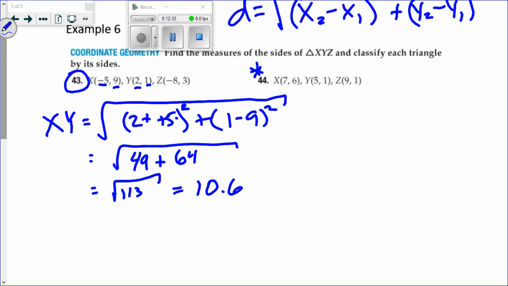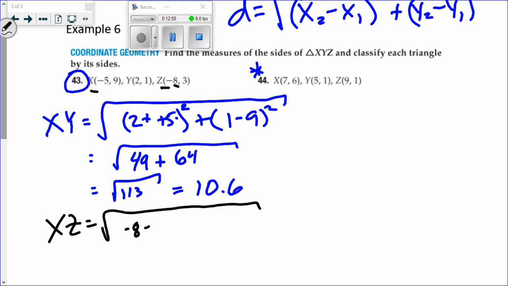We found XY. Let's go back and find another side of this triangle. Let's find XZ while we're at it. XZ is going to be equal to the square root of X1, -8, minus X2, which is -5, so minus -5, of course, adding, plus Y2, 3, minus Y1, 9, squared.